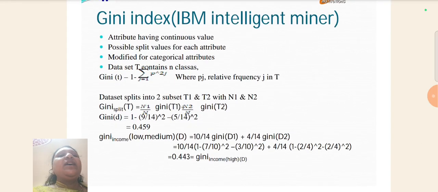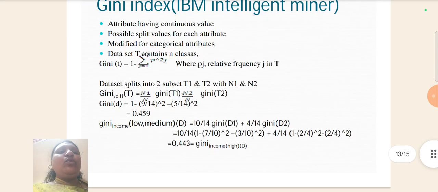Here we will have the attributes with continuous values, and second, the possible split values for each attribute, and the modification for categorical attributes. Here, for a dataset T that contains n classes, Gini of T is equal to 1 minus the summation for j equal to 1 to n of p square j, where pj is the relative frequency of class j in T, and T is the dataset.